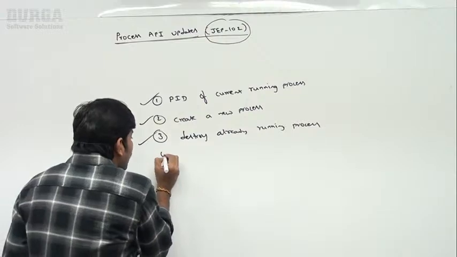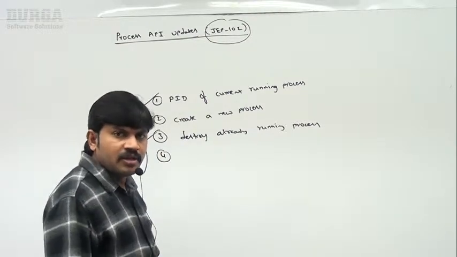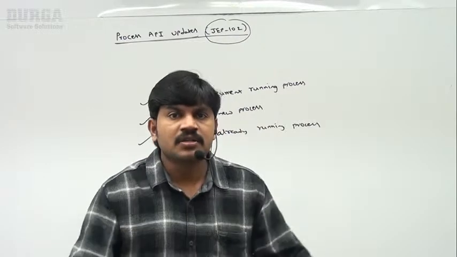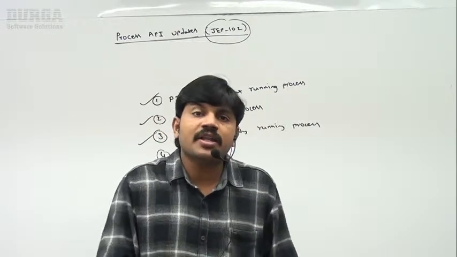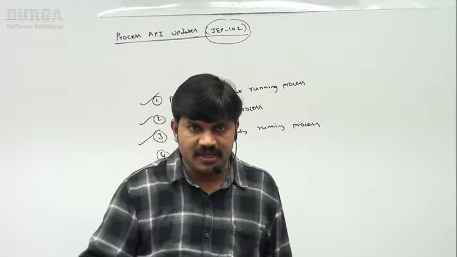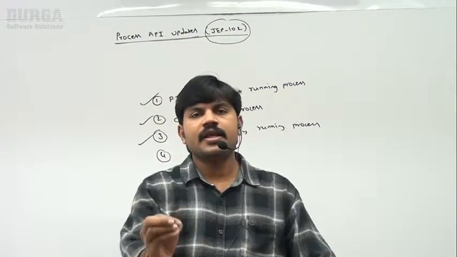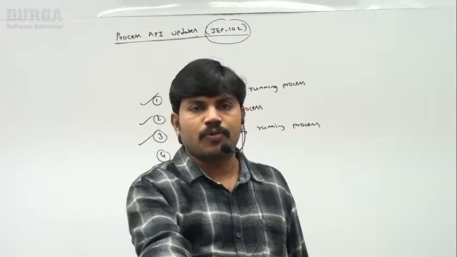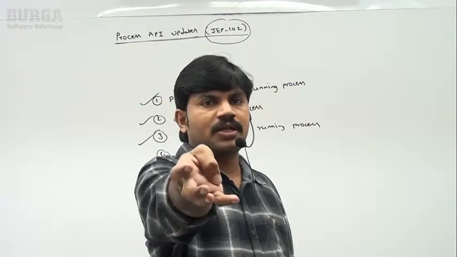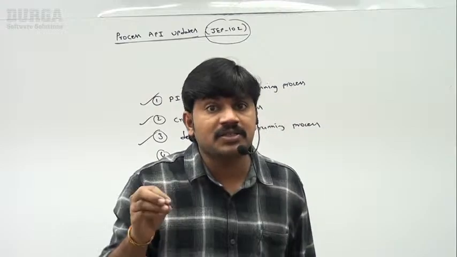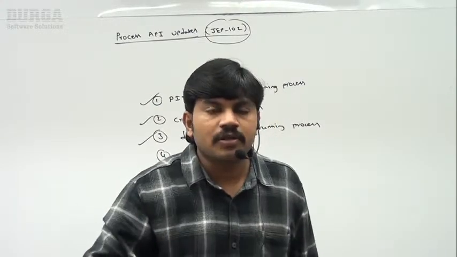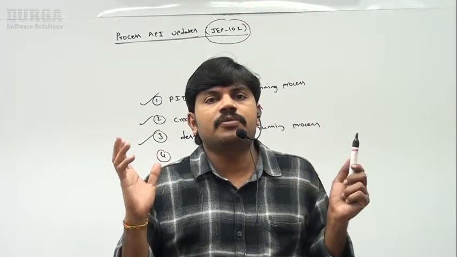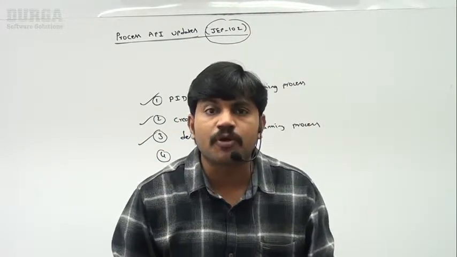Similarly, sir, I have one process. What are the various child processes of the current process? I want to know. What are the various parent processes of the current process? I want to know. I want to get complete information about a particular process. Who is the owner, who is the user of that process? By which command was it started? At what time was it started? How much CPU time is it taking? Complete information you can get by using the Process API updates.